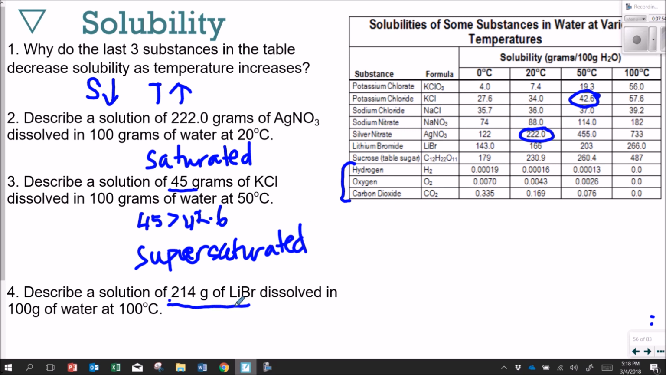214 grams of lithium bromide at 100 Celsius, so I have 266 grams for a saturated solution. Since I had 214, it is less than 266, so I have an unsaturated solution.